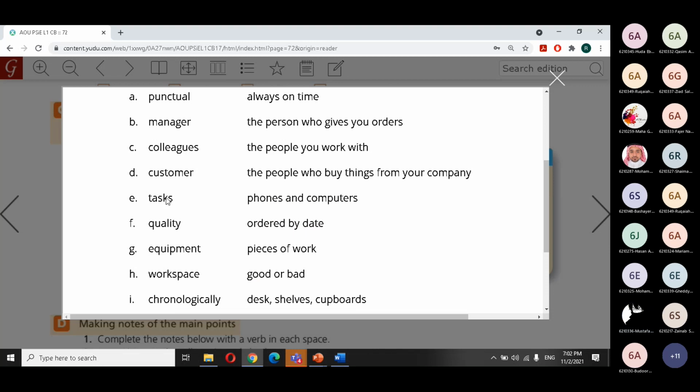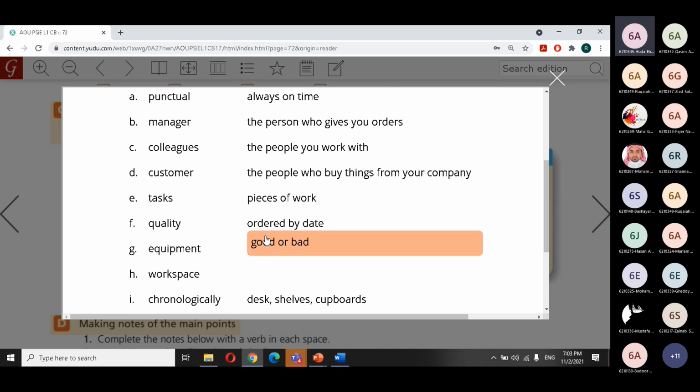Tasks. Pieces of work. Good or bad? No. Tasks means pieces of work. If I give you a task, so I give you a piece of work to do, this is the meaning of task. Quality: good or bad.